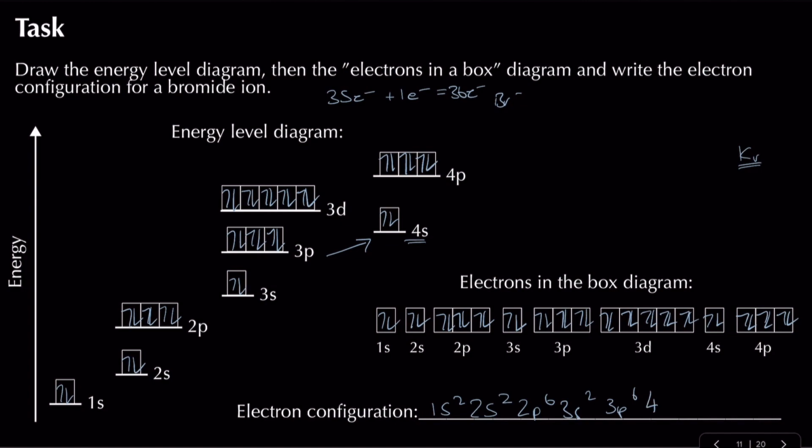So I'm going to go to 4s2, so I've got 2 electrons in there, and then I'm going to come back to 3, and I've got 10 electrons over here, so I'm going to put 3d10, and then I'm going to go back to 4, and I'm going to put 4p6, and there's the electron configuration for a bromide ion.